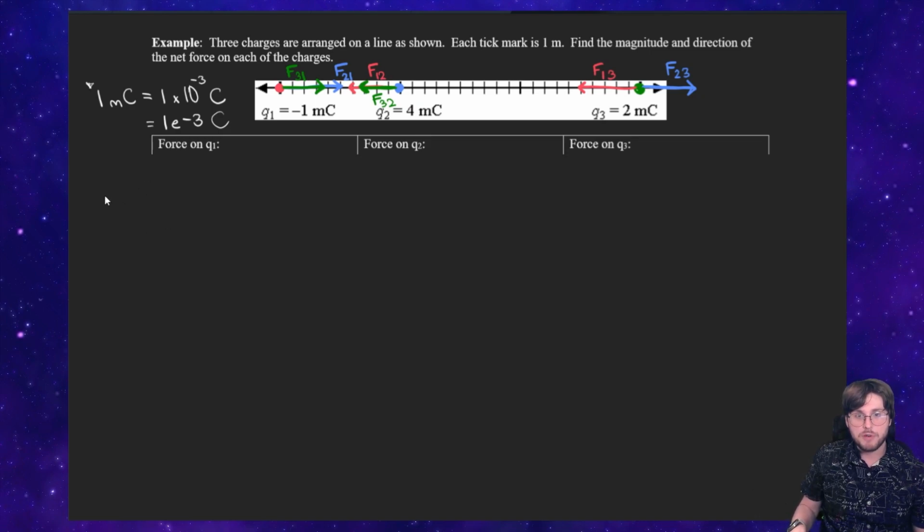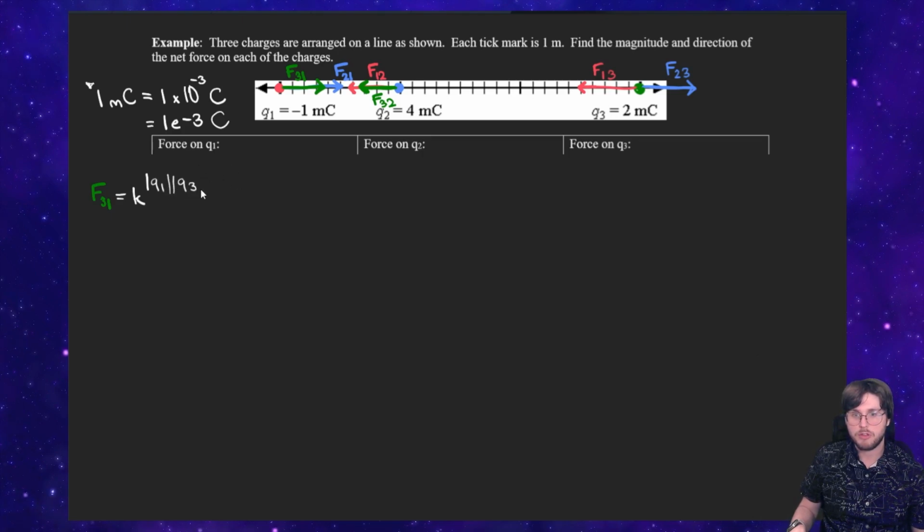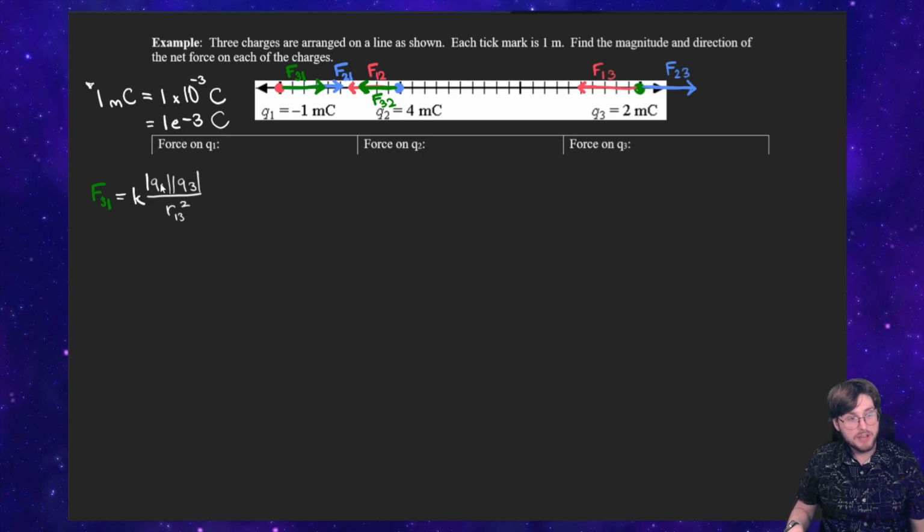So first, let's do F31. F31, so the force of charge 3 on charge 1, is equal to Coulomb's constant times the absolute value of charge 1, Q1, times the absolute value of Q3, because it's charges 1 and 3. Then we're going to divide by the distance between 1 and 3 squared. Now here, again, I'm using the absolute value brackets because otherwise, if we start plugging in positives and negatives willy-nilly into this thing, you might accidentally confuse yourself with our usual convention for positive and negative, meaning right and left, or indicating direction.